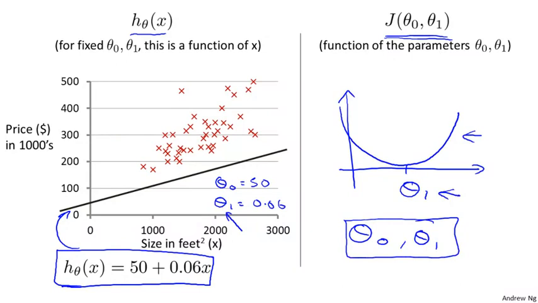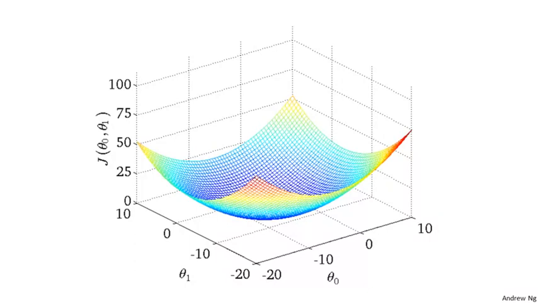And in fact, depending on your training set, you might get a cost function that maybe looks something like this. So this is a 3D surface plot where the axes are labeled theta 0 and theta 1. As you vary theta 0 and theta 1, the two parameters, you get different values of the cost function J of theta 0, theta 1. And the height of this surface above a particular point of theta 0, theta 1, that's the vertical axis, indicates the value of J of theta 0, theta 1. And you can see it has this bow-like shape.